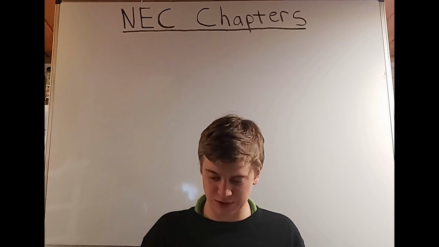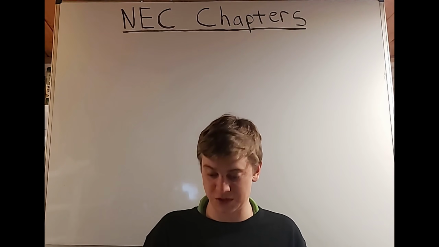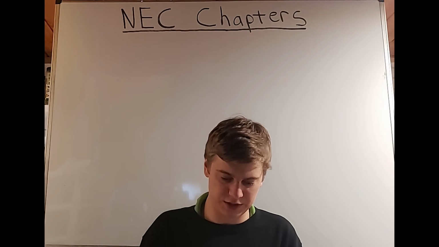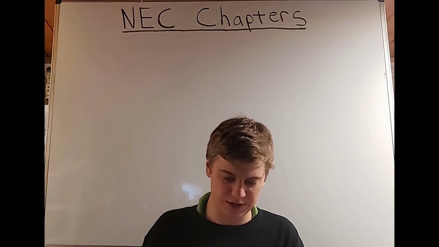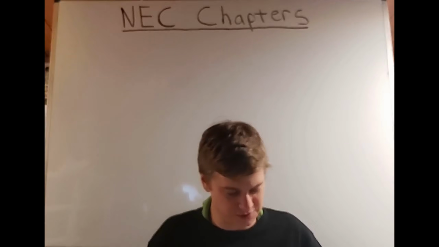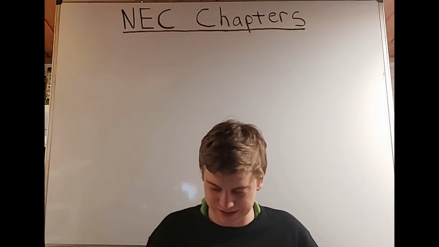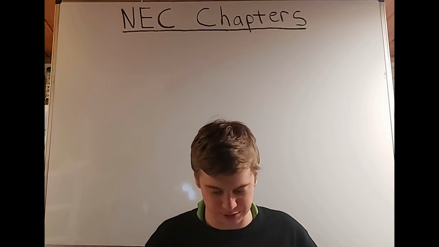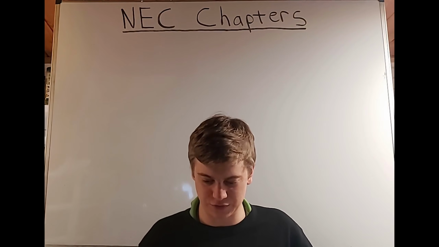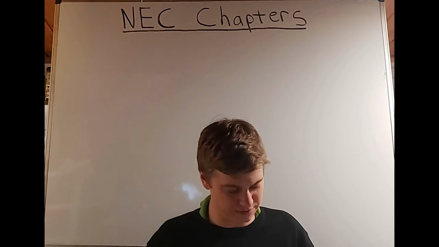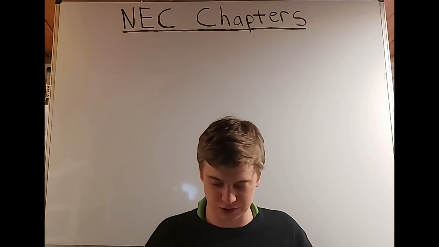Article 520, theaters, audience areas of motion picture and television studios, performance areas, and similar locations. Article 522, control systems for permanent amusement attractions. Article 525, carnivals, circuses, fairs, and similar events. Article 530, motion picture and television studios and similar locations. Article 540, motion picture projection rooms. Article 545, manufactured buildings and relocatable structures.